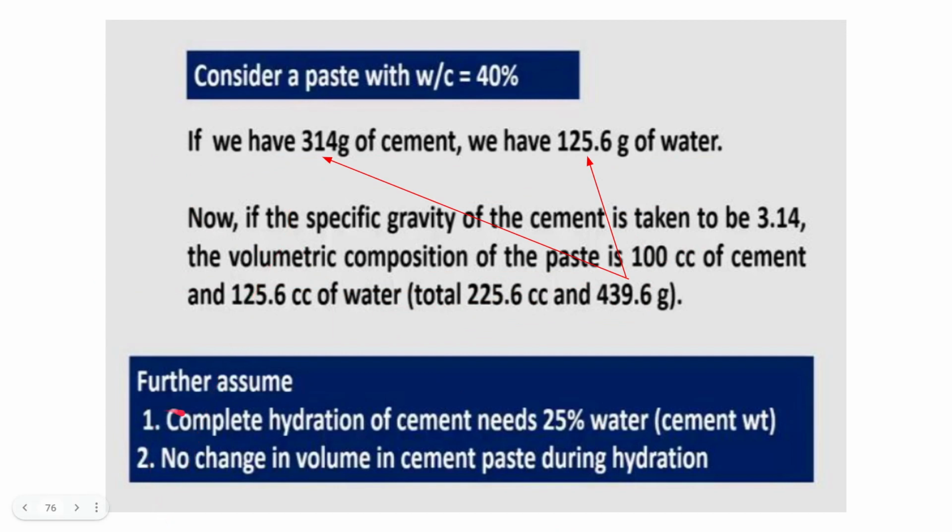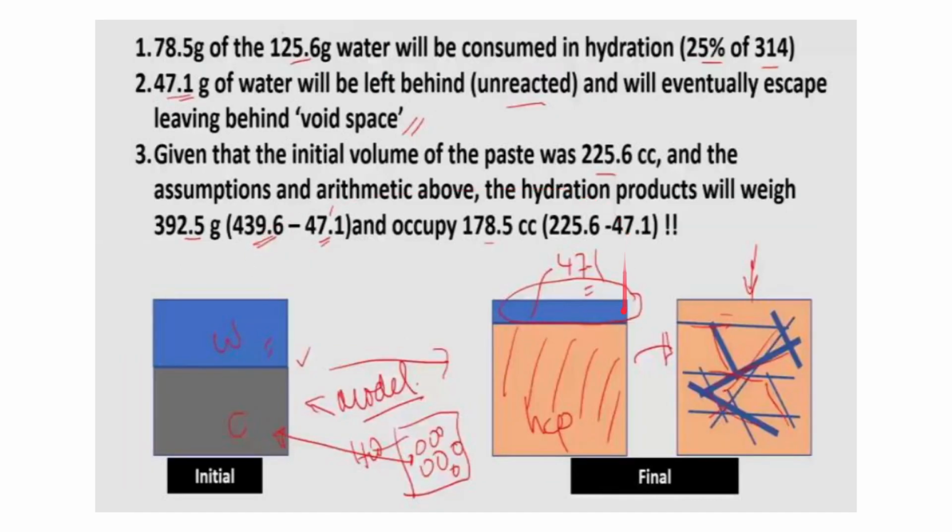So let us assume complete hydration. Although 18 to 22% is required, let us assume that 25% water is required for complete hydration. And also let us assume that there is no change in volume in the cement paste during hydration. So based on that, what we will find is that out of 125.6 gram, 78.5 gram, that is 25% of the cement content, will be consumed in hydration.